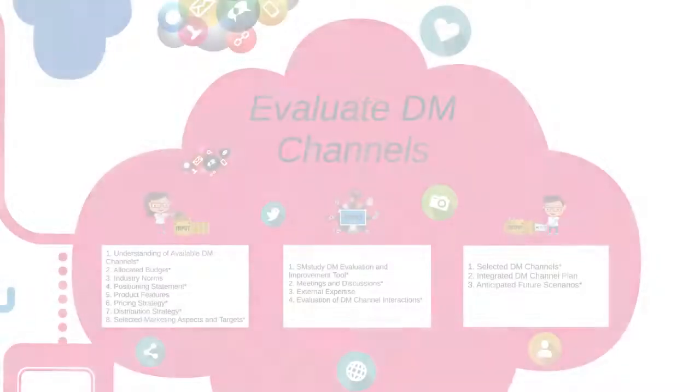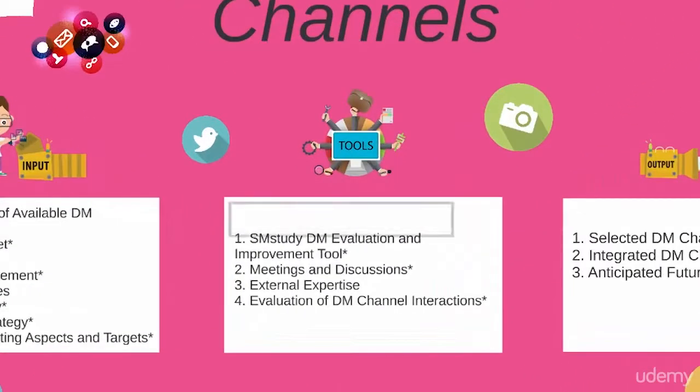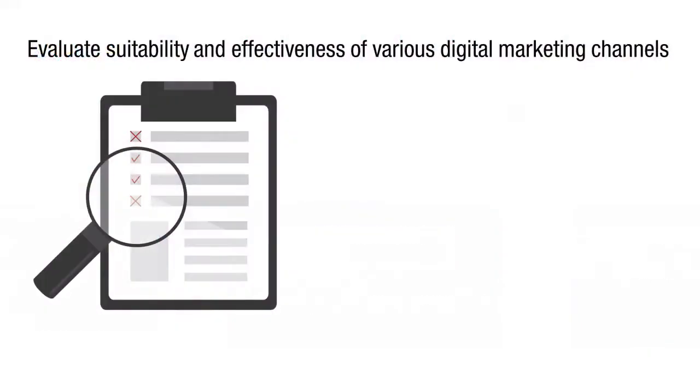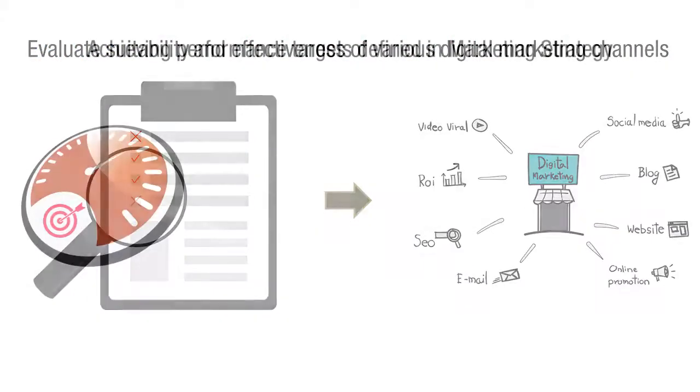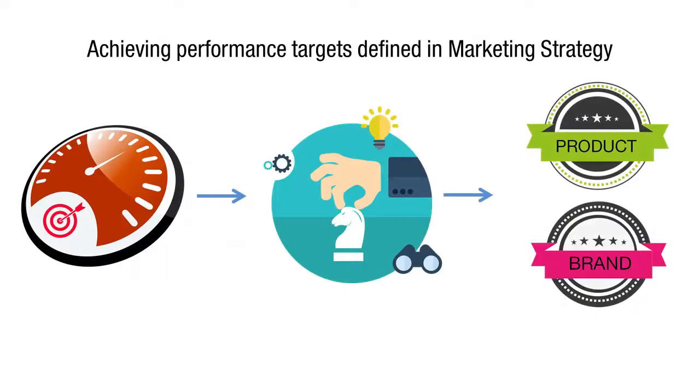Hello, and welcome to this module on the tools associated with the Evaluate Digital Marketing Channels process. The SMstudy Digital Marketing Evaluation and Improvement Tool is the first one we'll discuss. The SMstudy Digital Marketing Evaluation and Improvement Tool is used to evaluate the suitability and effectiveness of the various digital marketing channels for achieving the overall performance targets as defined in the marketing strategy for a product or brand.